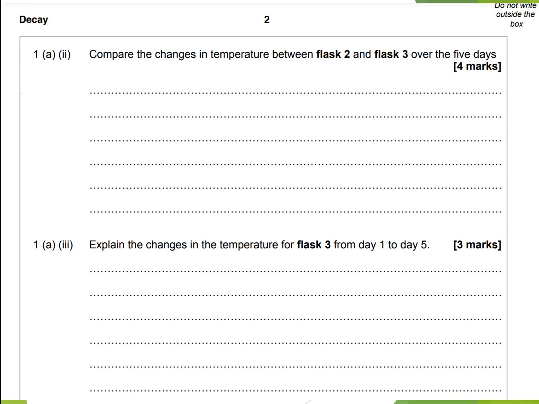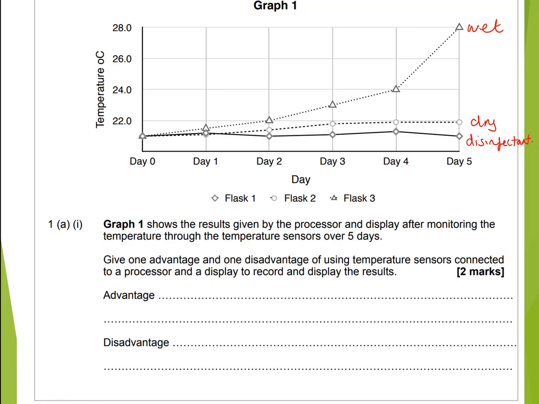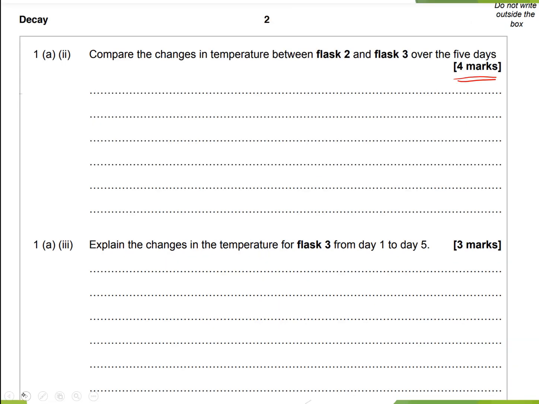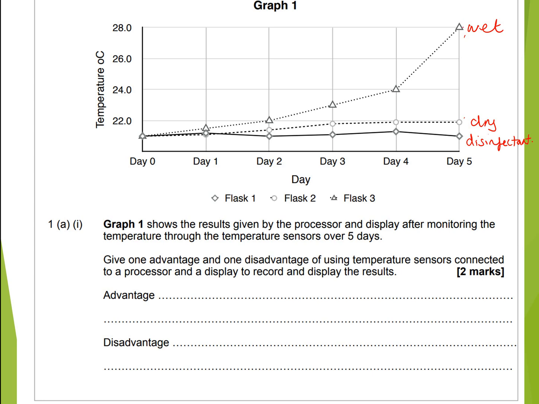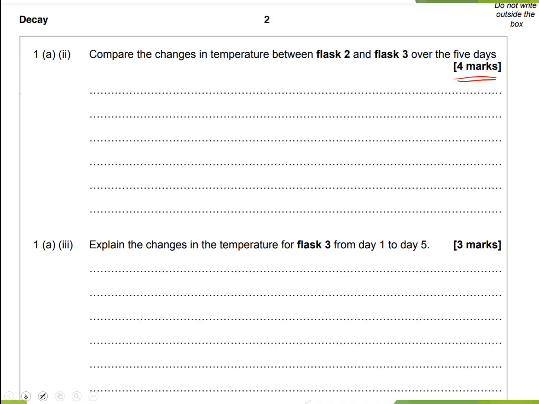Second part of the question, compare the changes in temperature between flasks 2 and 3 over the 5 days. Now there are 4 marks for this question. So if you go back between flask 2 and 3, that's this one and this one over the 5 days. And you've got to get 4 marks for this. So think about what you're going to include. And finally, 1A part 3, explain the changes for flask 3 from day 1 to 5. So why do we get these results in flask 3? So have a go, pause the video, rewind the video if you need to have a look at the data, and see if you can attempt to answer them.